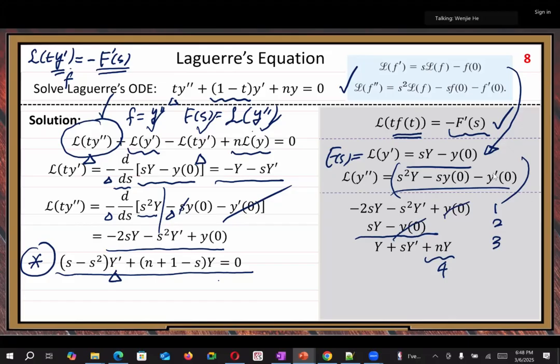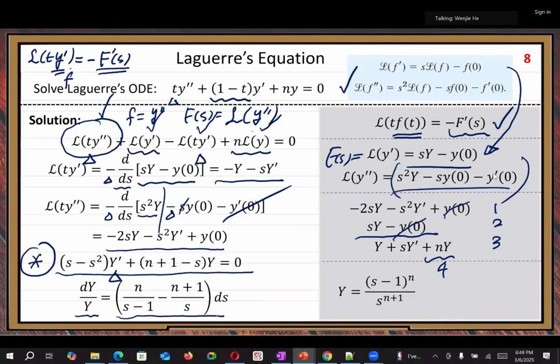You get another ODE, not an algebraic equation. Then it is separable, right? So Y and s can be separated in this way.